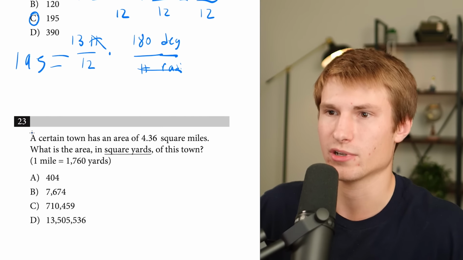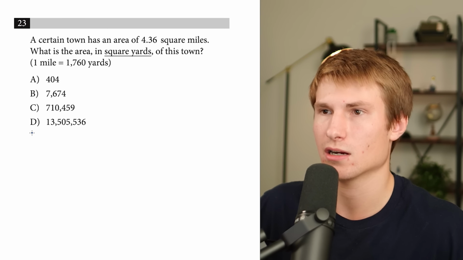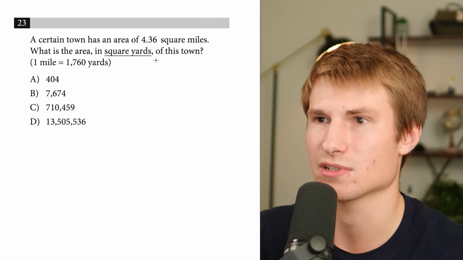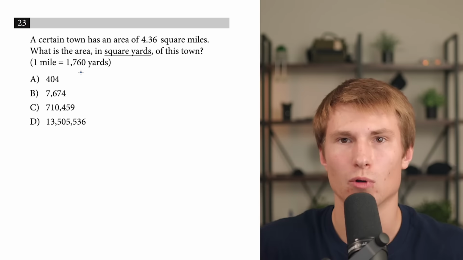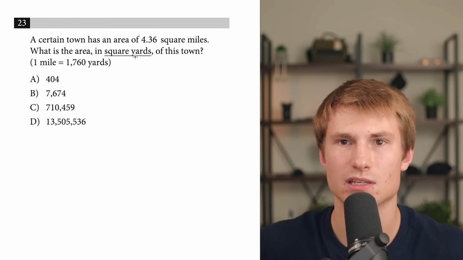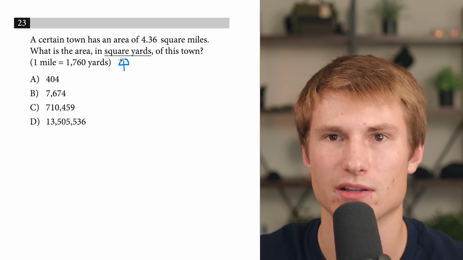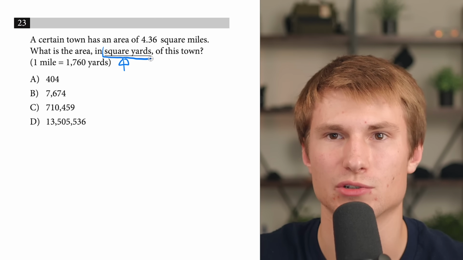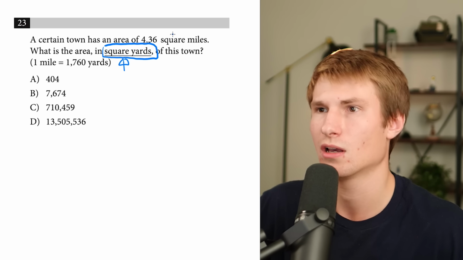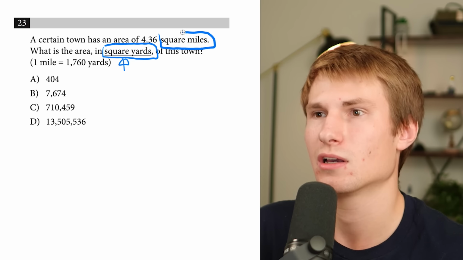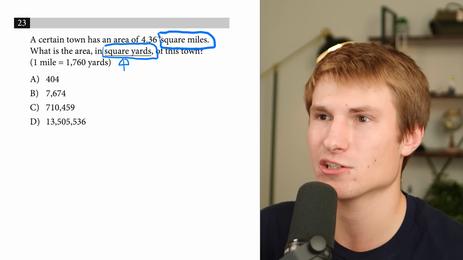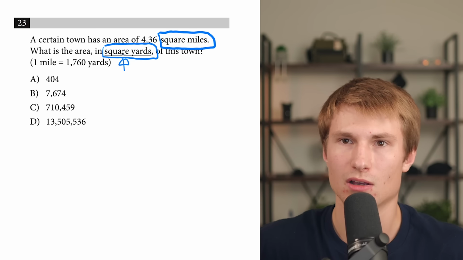Moving on to question 23 now. A certain town has an area of 4.36 square miles. What is the area in square yards of this town? 1 mile is equal to 1,760 yards. Key thing here, once again, pay attention to anything that's underlined in the SAT. The big thing you need to pay attention to is the fact that it is square yards and square miles. Pay attention to units, guys. If you don't pay attention to units, you're going to miss questions. Square miles and square yards.